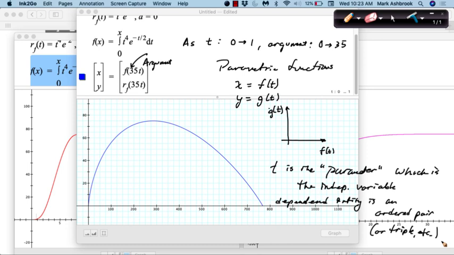So that's the gist. This is the gist of this exercise that you did to come up with that graph. It's the backbone of parametric functions. Okay, now let's flip the page over.